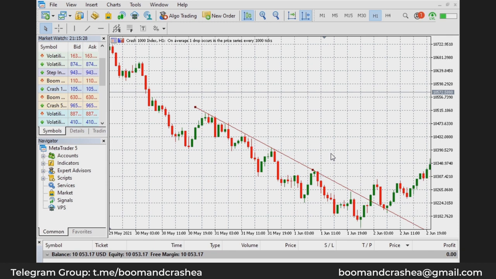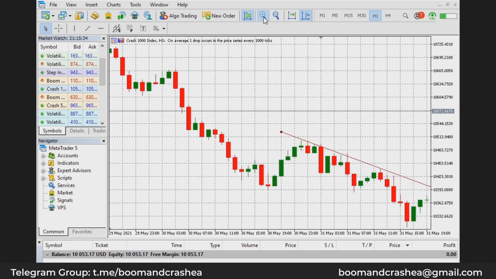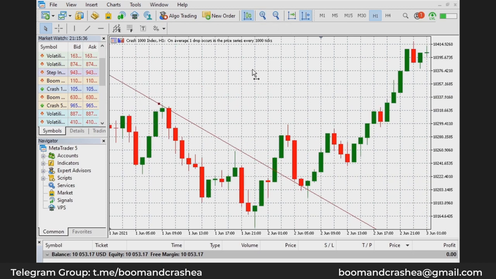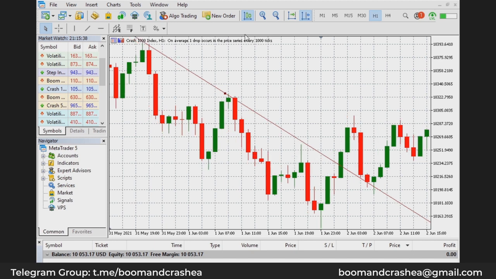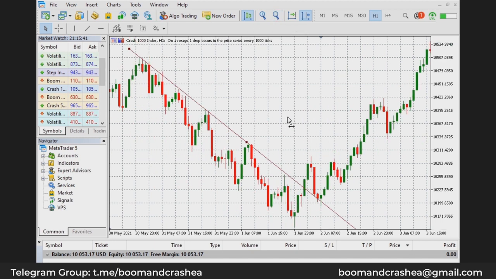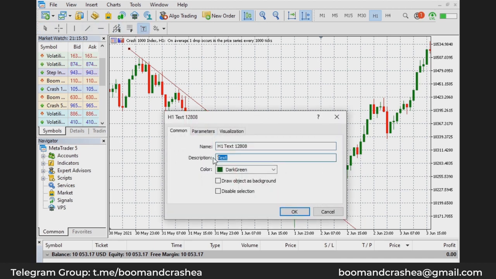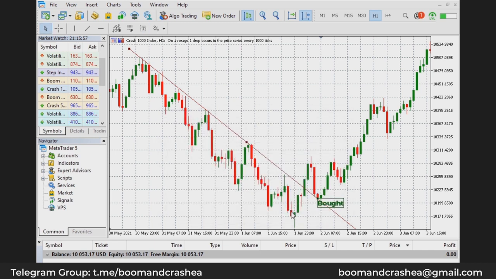Right, I'm going to teach you two things with this chart. Two things. The first one is this: you have a downward trend. How do you know that the market is going to move up? This is what I did. This is how I bought in the market, because I bought at this point on the crash market and I earned a lot. I bought here. Now this is why I bought there.